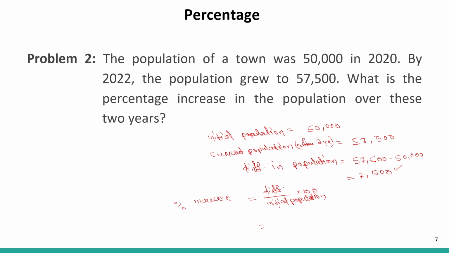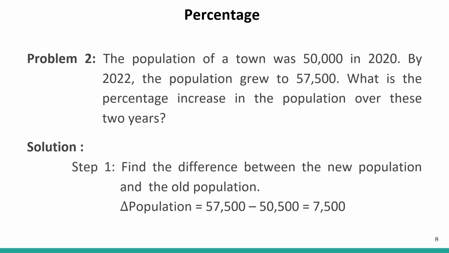So this will be 7,500 by 50,000, multiplied by 100. This is nothing but 750 by 500, so this is 3 by 2, which is 1.5%. So the increment is 1.5%. Let's see the step-by-step solution. Step 1 tells us that 7,500 is the difference in population.